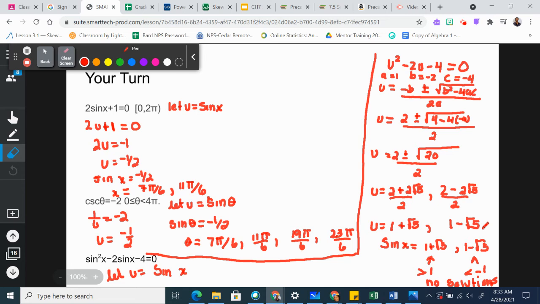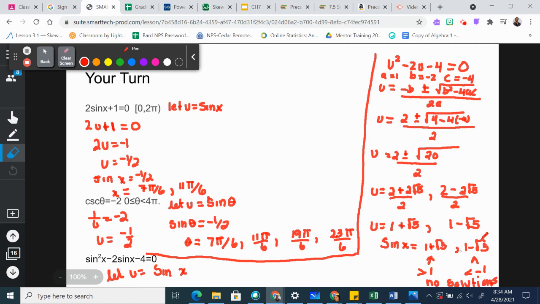I made that substitution back, substituting sine of x in place of u. And then what I noticed is, hey, 1 plus the square root of 5, that's greater than 1. The square root of 5 is a little more than 2, since I know the square root of 4 is 2. So I'm going to have some value greater than 1. And we said that can't happen, because the largest value that we can get for sine is 1, and the smallest that we get is -1.